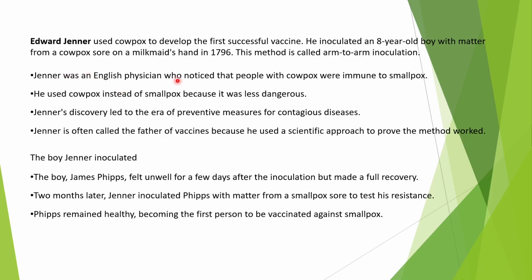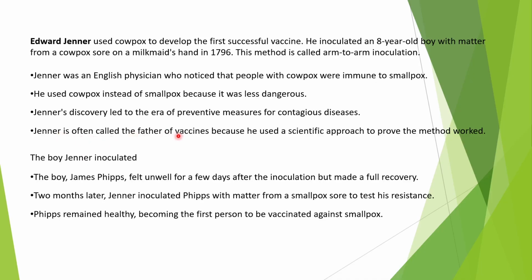Jenner was an English physician who noticed that people with cowpox were immune to smallpox. Not only that, he also saw that people who had these cowpox pustules but did not develop any disease were also immune to the smallpox, which was actually affecting the humans and was an epidemic or a pandemic that was killing a lot of people at that time. So he used the cowpox instead of the smallpox because it was less dangerous, and Jenner's discovery led to the era of preventative measures for contagious diseases.